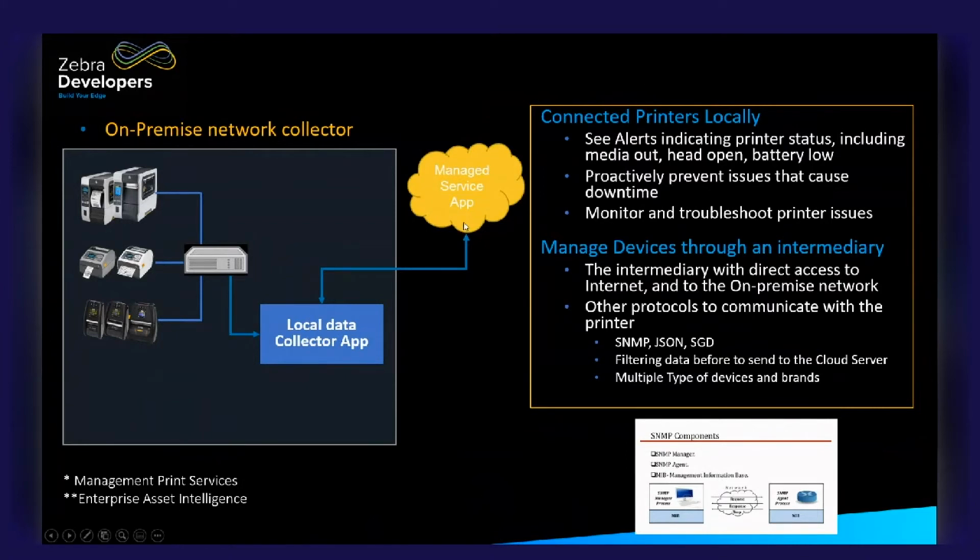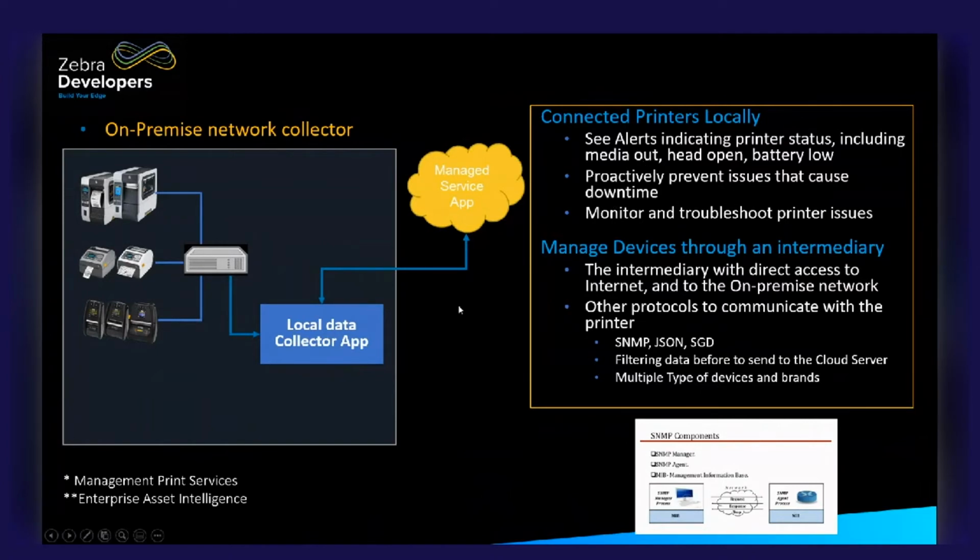So most of the operations that you will be doing through the previous configuration and in real time, you can do also through this configuration. So you can see alerts indicating the printer status, also preventing issues that cause some downtime. But again, it is not in real time. Just need to have that in mind.